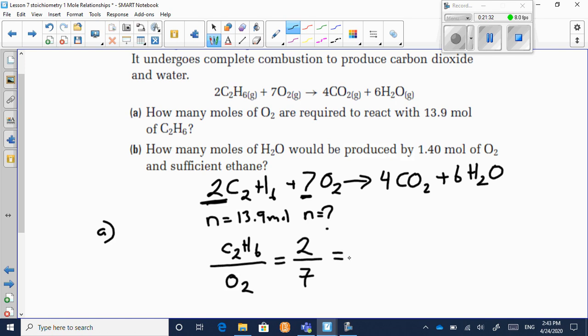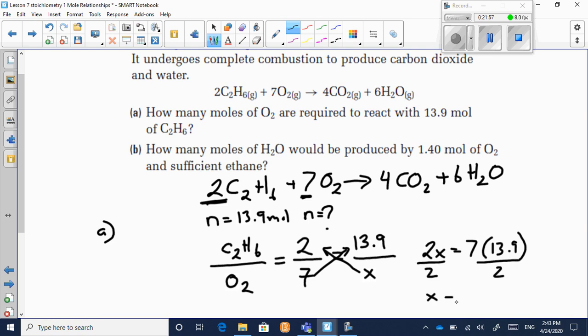So then I come over here and I say, well, I've got 13.9 moles of the C2H6. How many of the oxygens? Okay, so I basically got to solve this ratio. So let's do some cross multiplying. I'm going to multiply that up, and I'm going to say 2x is equal to 7 times 13.9, and then divide by 2 to get x by itself.